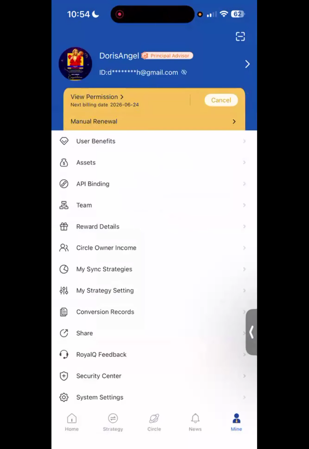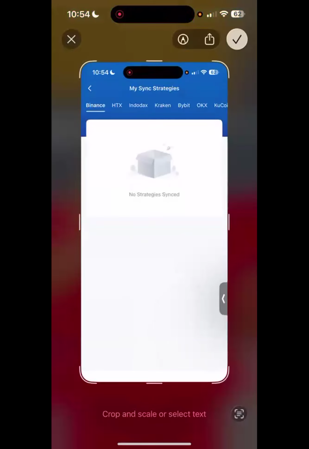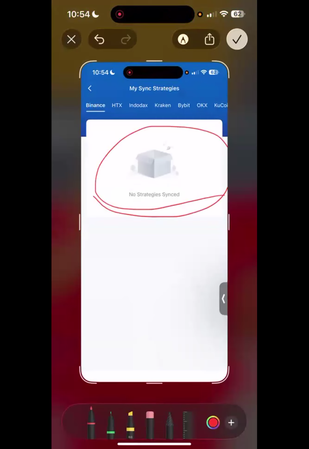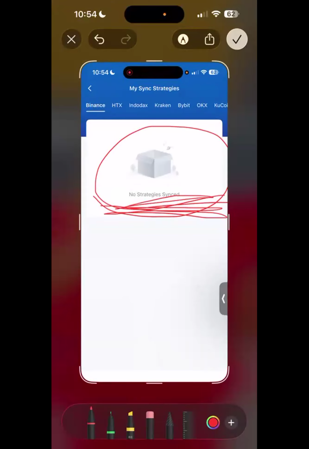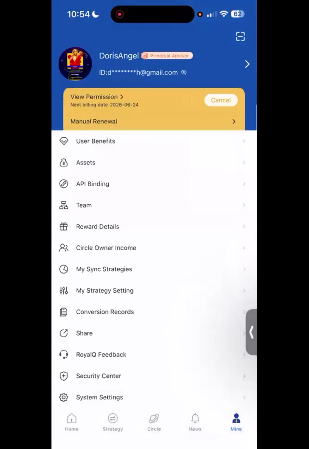Then let us go to my sync strategies. So my sync strategies, if you should sync to any copy trader, you are going to find the synchronization here. But if you have not synced, you don't see anything. Okay. So the conversion records. The conversion records are those that change from USDT to USDC. You would see the records under conversion records.